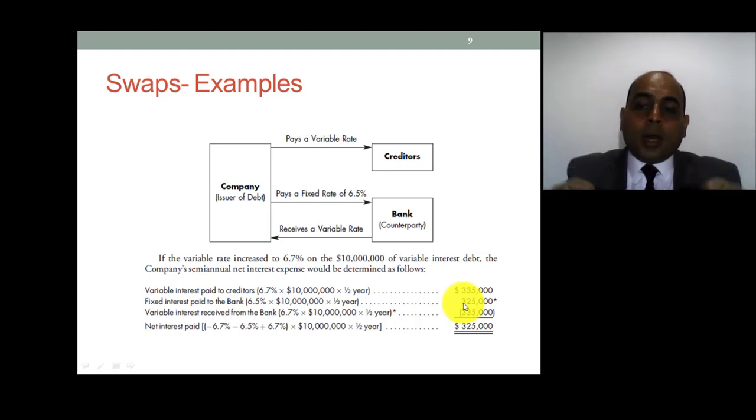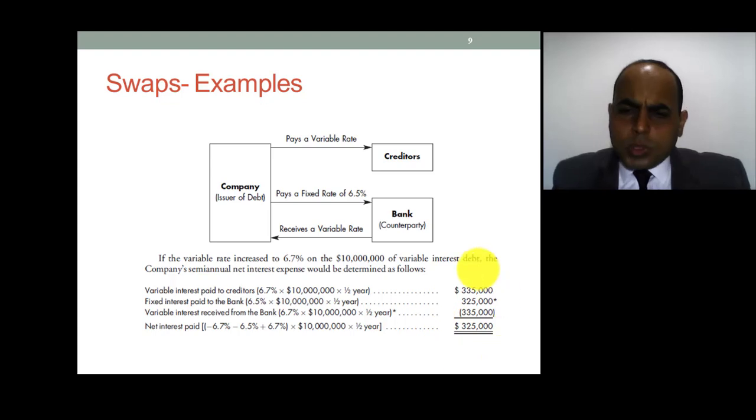So the point here, we have paid a fixed amount as we entered into an interest rate swap. The net interest paid equals the amount we paid to the creditor, plus the amount we paid to the bank, minus the variable amount we received from the bank. So this one offsets this one. We will pay this amount as a fixed interest amount. Here we will pay a fixed interest amount of $325,000.